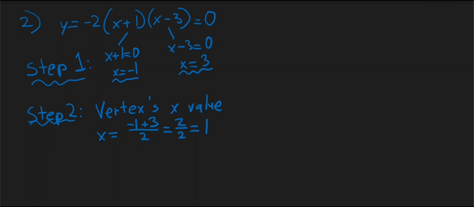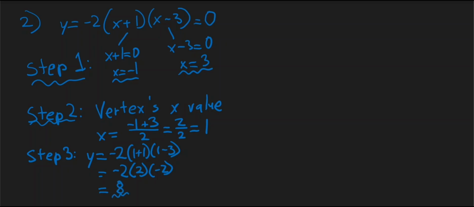All right, so then step 3 would be to get the y value of the vertex. You plug in 1 for the value of x in the original function, right? So that's negative 2 times the quantity of 1 plus 1 times 1 minus 3. That gives us negative 2 times 2, and then 1 minus 3 would be a negative 2, which, negative times negative, gives us an overall positive. 2 times 2 would be a 4, and 4 times 2 gives you an 8. So we know that the vertex would be located at the point 1, 8, which would be a combination of steps 2 and 3.